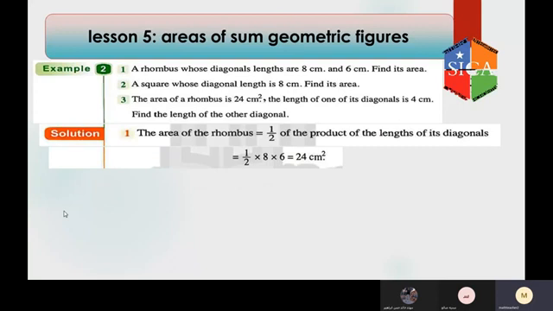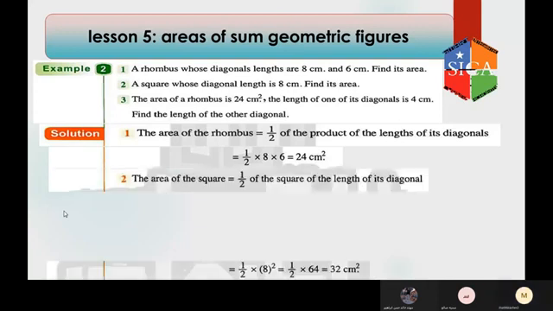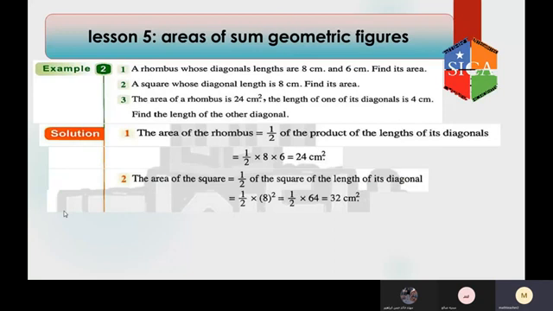The second one, a square whose diagonal length is 8. Just one diagonal. The square has two equal diagonals. Then one of them is 8, and the other will equal 8. Find its area. The area of the square equals half diagonal squared, or half diagonal times diagonal. Half times 8 times 8. Then the area will equal half times 8, which is 4, times 8 equals 32. Half times 64 equals 32.